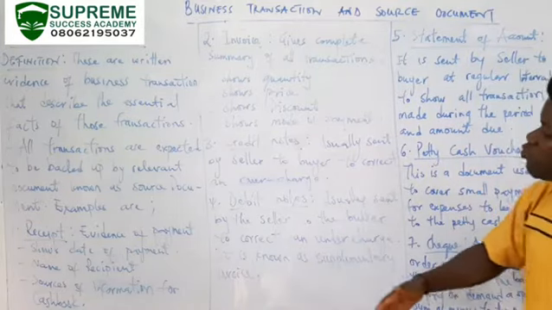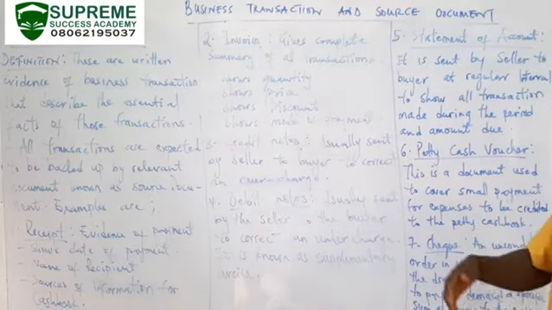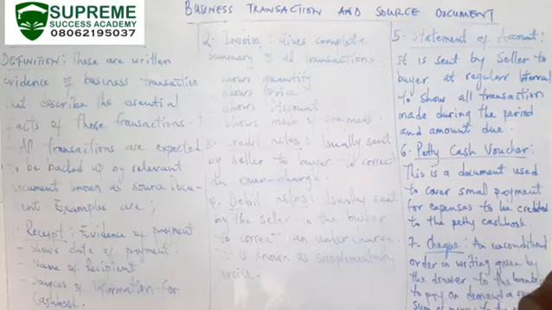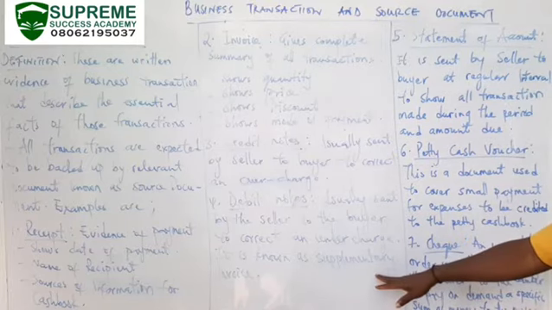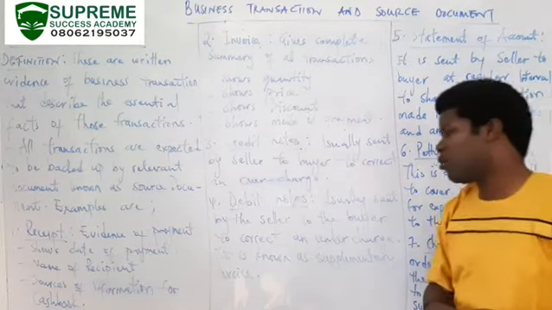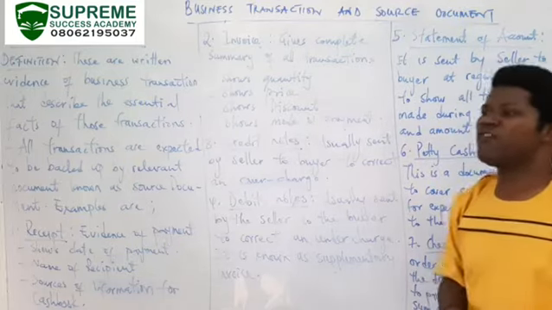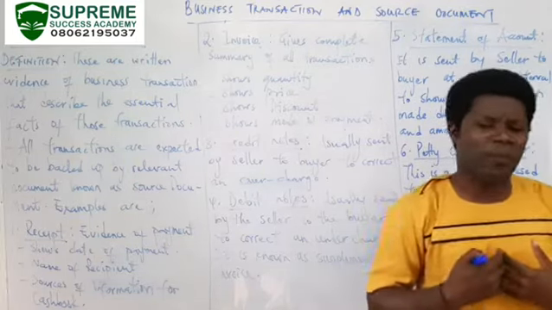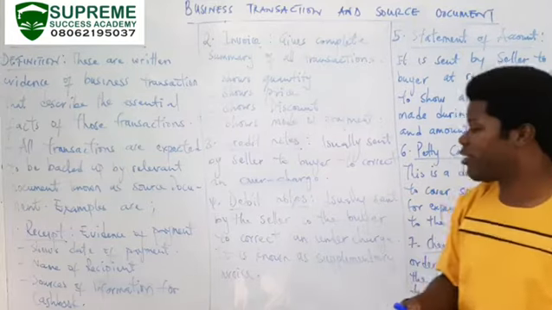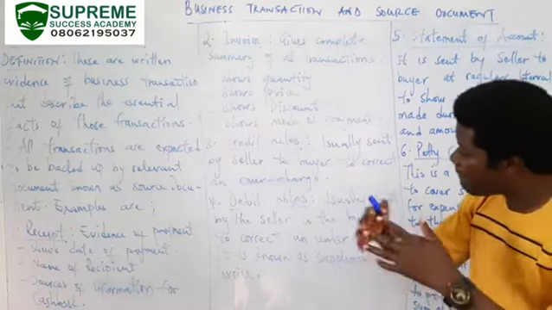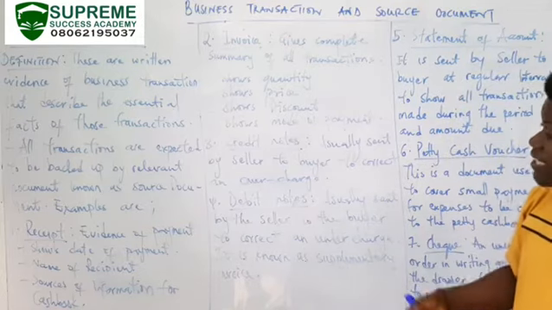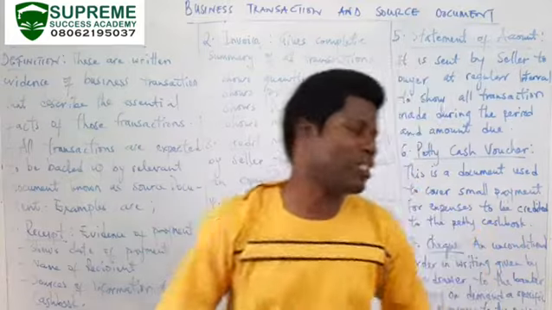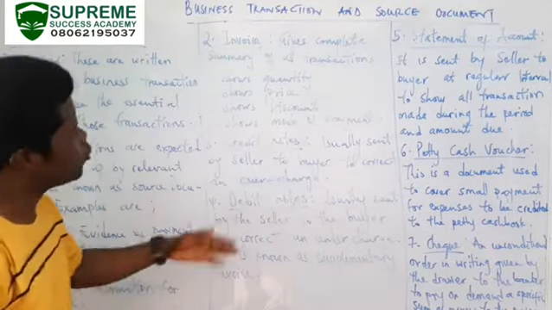And then the next one is what we call the debit note. This debit note is a source document that is used to correct an undercharge. It is also known as a supplementary invoice. This is when the supplier did not charge correctly the amount that a buyer is supposed to pay for particular goods that he had purchased from such a seller.